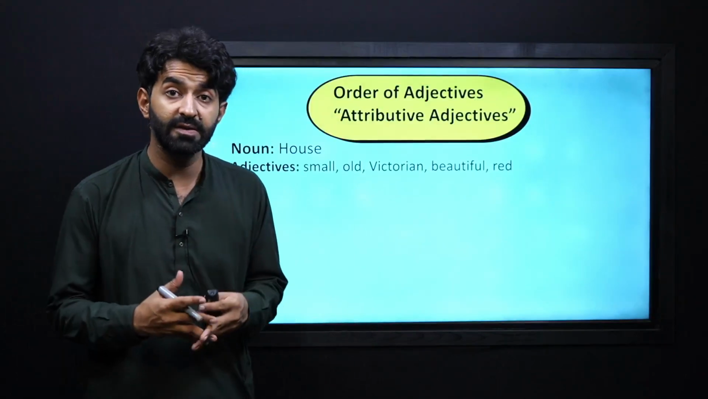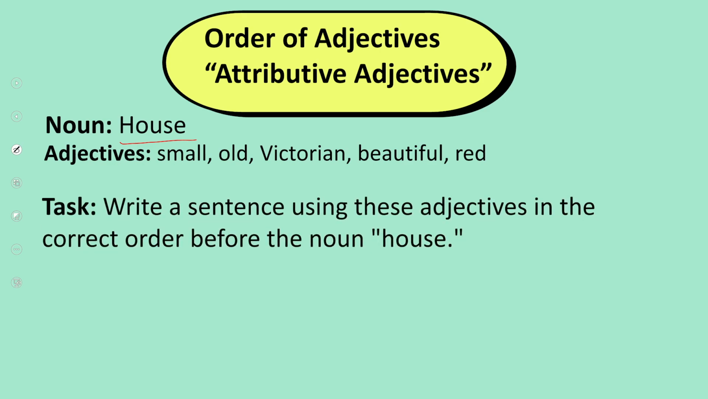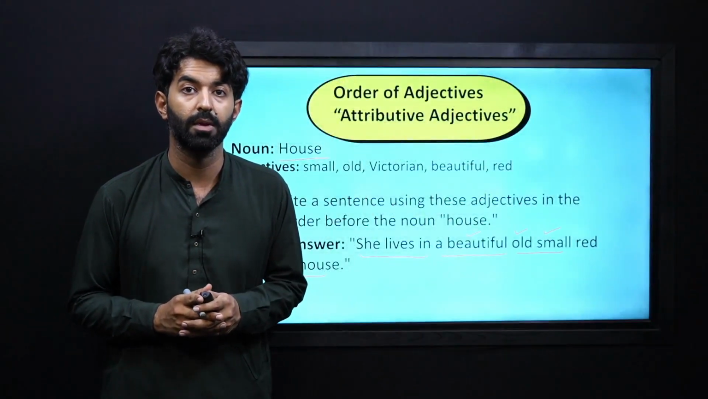Again, here is another example. Your noun is house. All these adjectives are mentioned. Now you need to come up with a sentence using these adjectives. Pause the video, think about it, and then we can get the correct answer. Now you can see: she lives in a beautiful old small red Victorian house. Beautiful old small red Victorian house is following the correct order that we discussed in the table.